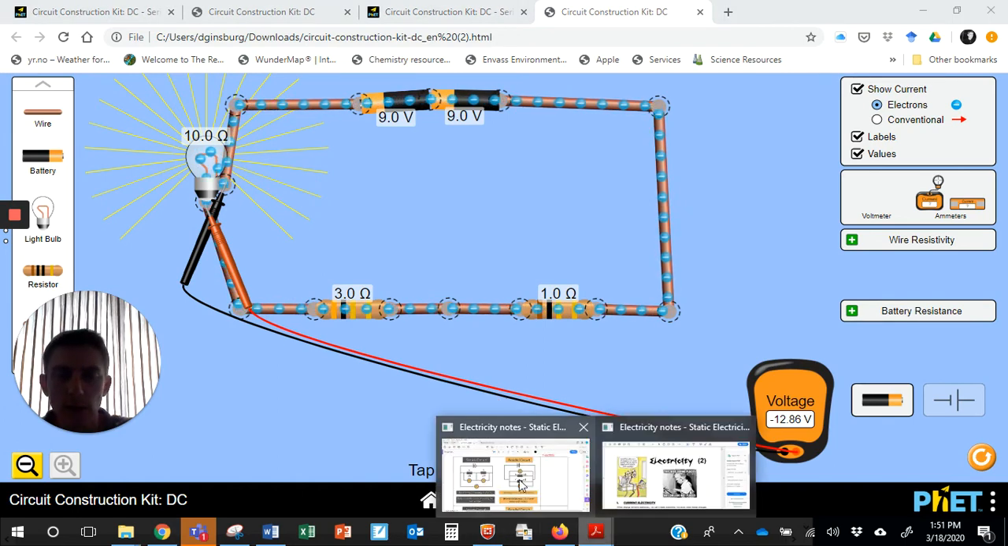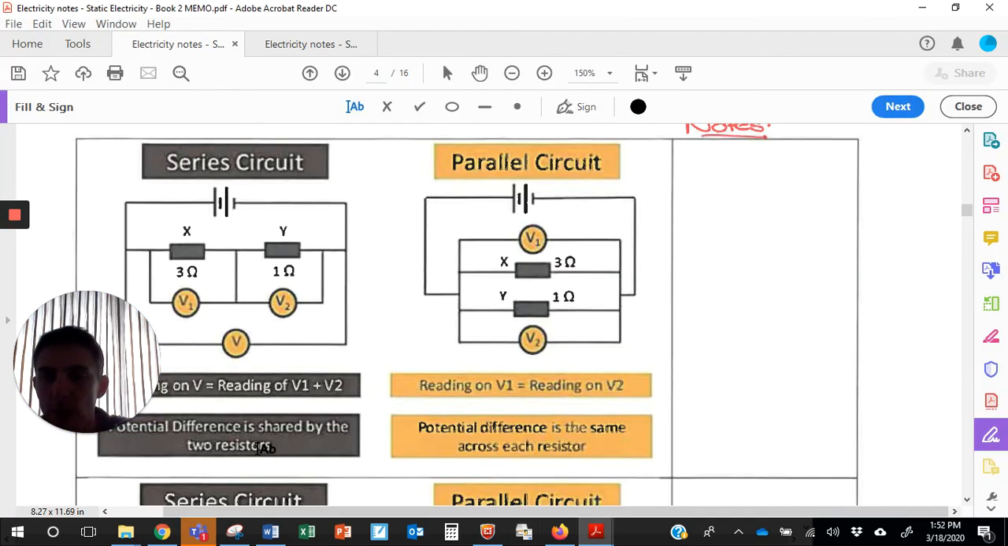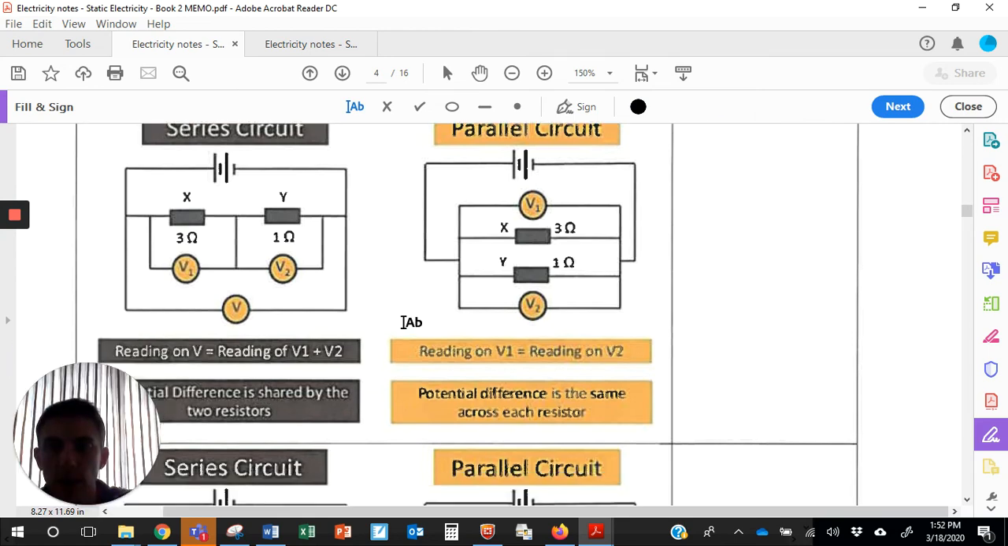So in your notes, I want you to make a note that the potential difference is shared by resistors in a series circuit. Potential difference is shared in a series circuit.